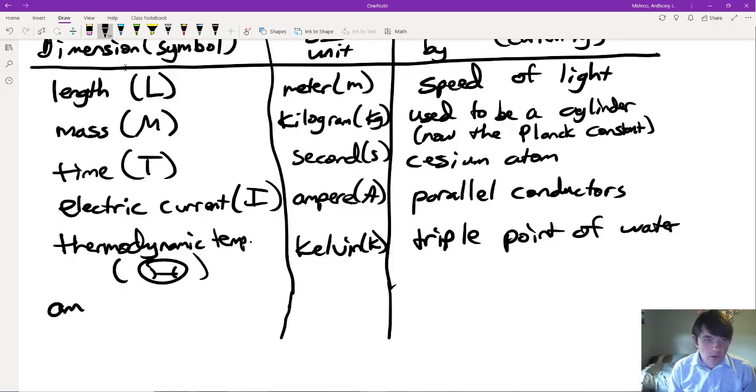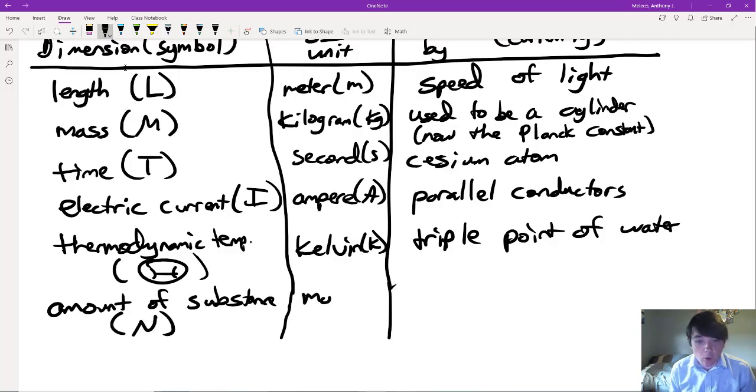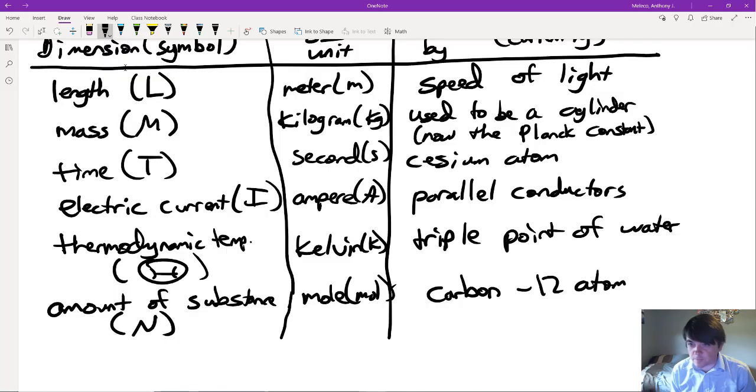There's also amount of substance, which is N for the symbol, and this is the mole, okay. So these two, thermodynamic temperature and amount of substance, you would get if you take chemistry, okay. And this is in terms of carbon-12 atoms. Some amount of them is considered a mole.